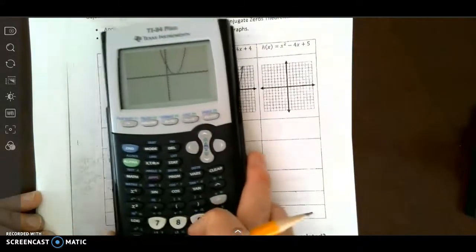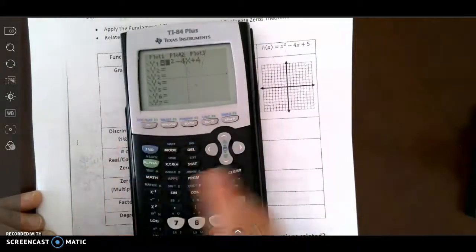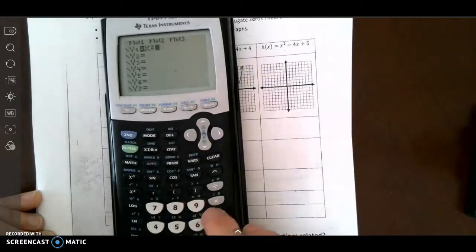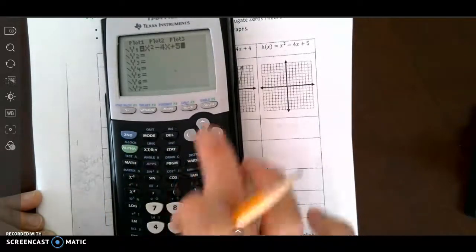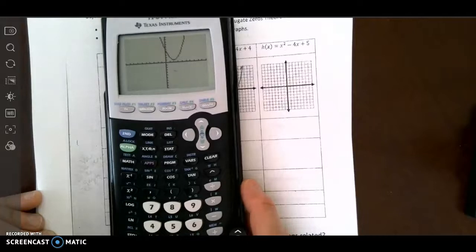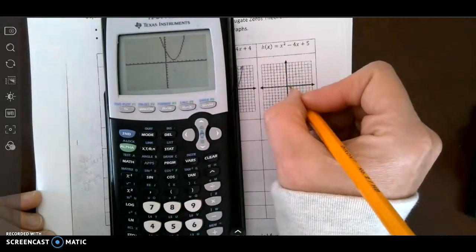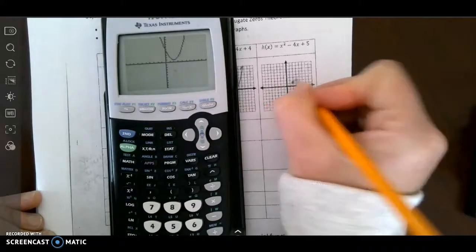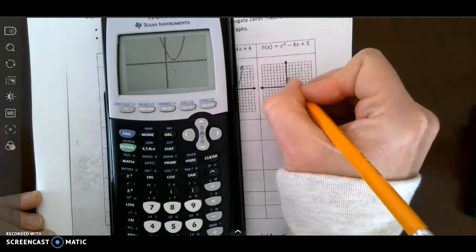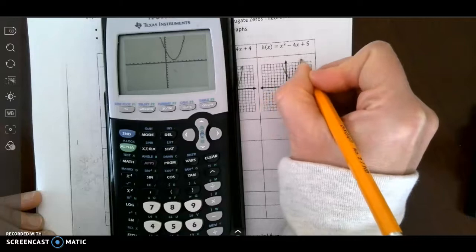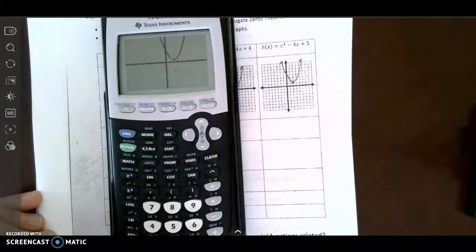All right, now let's go to my third one. Clear that out. We're going to do x squared minus 4x plus 5. And look at that. This one doesn't even hit the x-axis. It looks like its vertex is at 2, 1. And its y-intercept is at 5. I'll just kind of draw a little sketch like that.